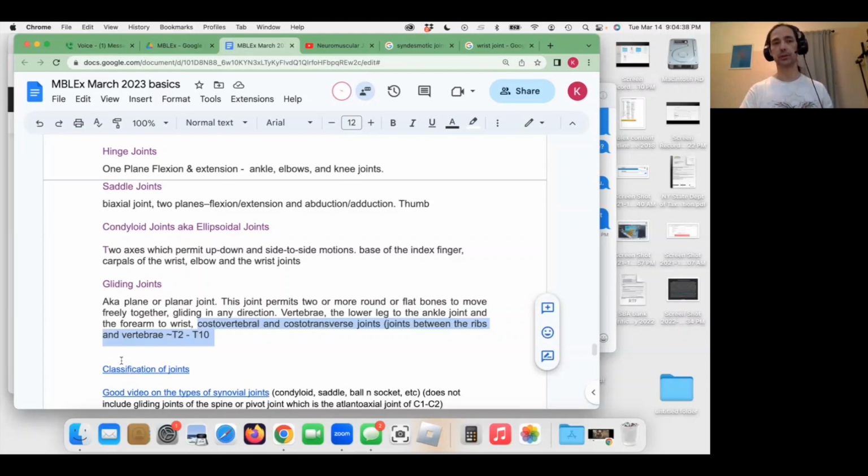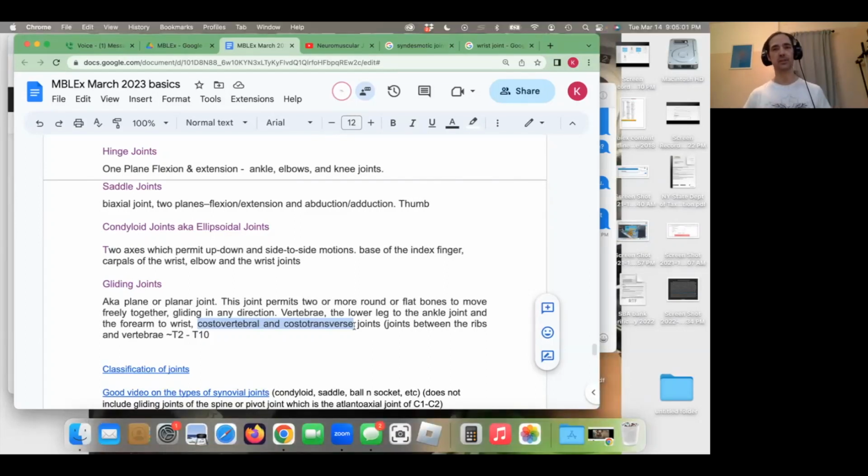So the plane joint or the gliding joint actually allows for quite a lot of movement, two or more round or flat bones moving freely together, gliding in any direction. That's interesting because it means the ribs where they meet the spine have a lot more movement back there than we think. Ribs can come out of place back there all the time, the same way that you get a bone in your wrist out of place and you traction your wrist or your fingers, or you move and it clicks and goes back into place.